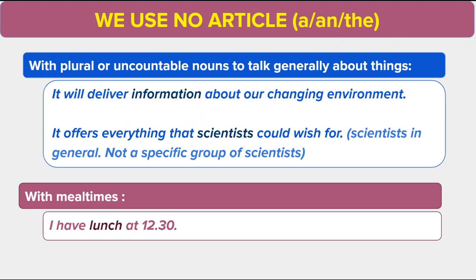We use no article with plural or uncountable nouns to talk generally about things. For example, it will deliver information about our changing environment. It offers everything that scientists could wish for. Here, we talk about scientists in general, not a specific group of scientists.